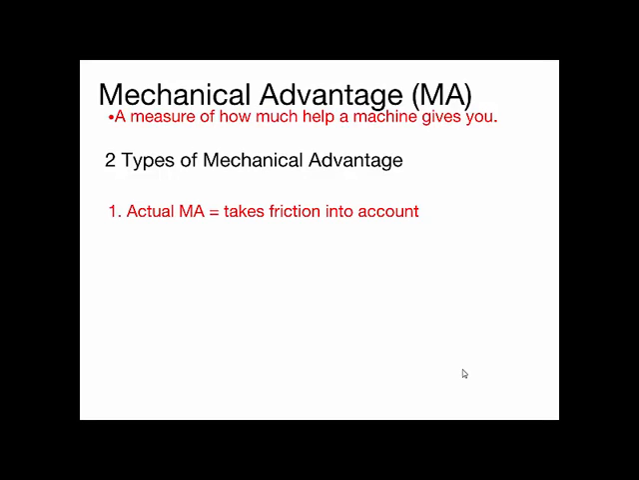Actual mechanical advantage is a real world mechanical advantage. It takes the friction of using a machine into account. And it gives, just like it says, the actual mechanical advantage that the machine is giving you. When we are calculating the actual mechanical advantage, we use the actual forces being applied. So how do you think ideal mechanical advantage is different?